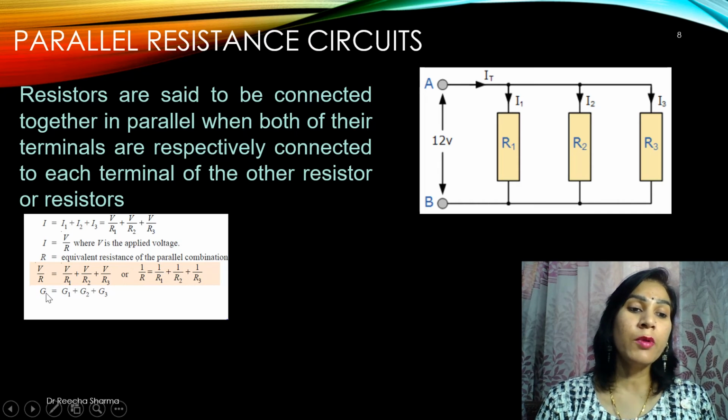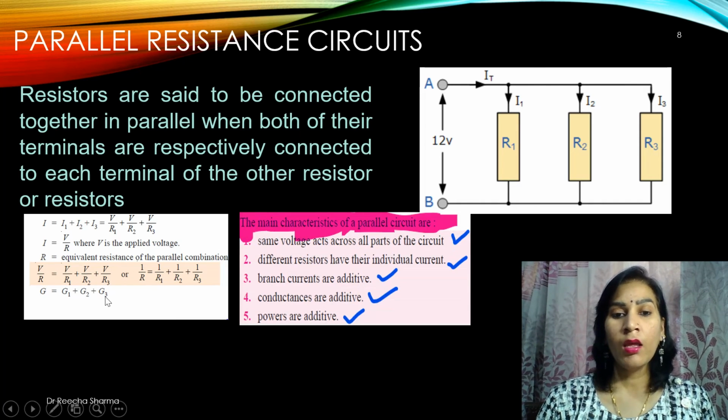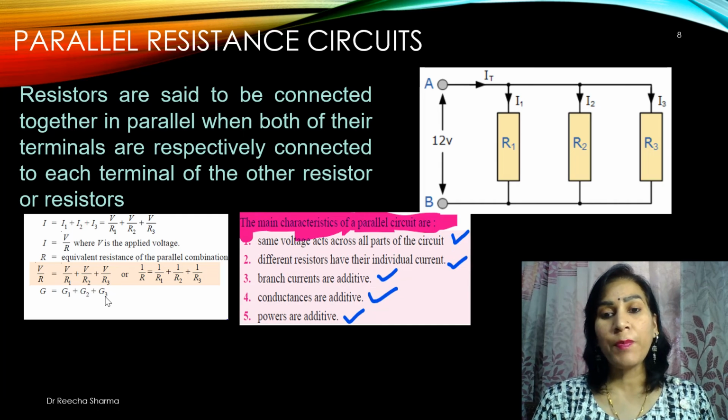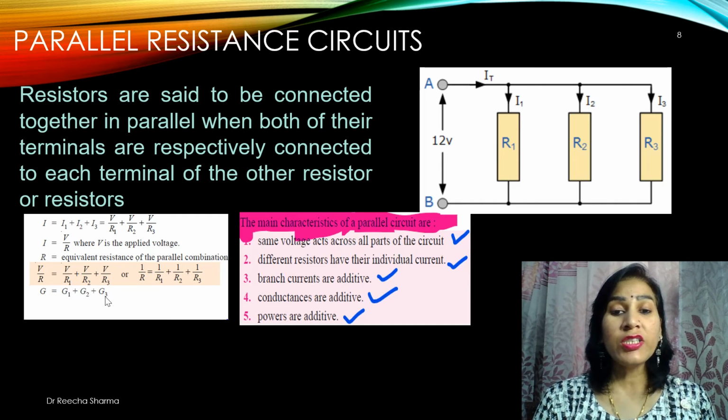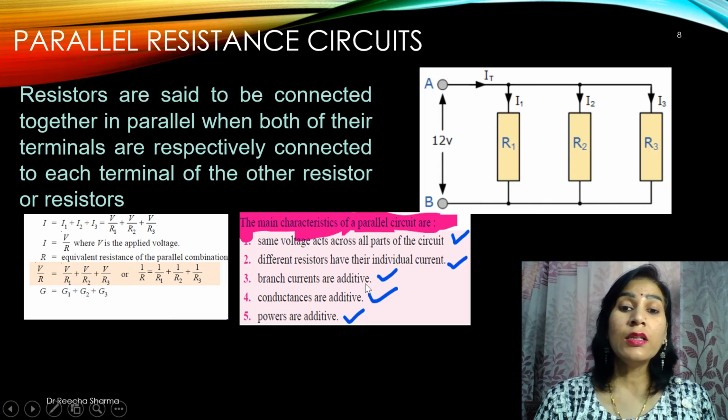If we are talking about the conductances in parallel, then it is G is equal to G1 plus G2 plus G3. So these are the main characteristics of a parallel circuit. Same voltage acts across all the parts of the circuit. Same voltage is across all the resistances. Different resistors have different individual currents. As I1 is flowing in this, I2 is in this, and I3. So all the branches are having different currents.